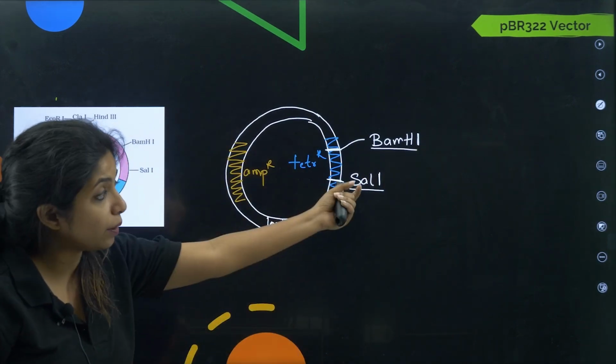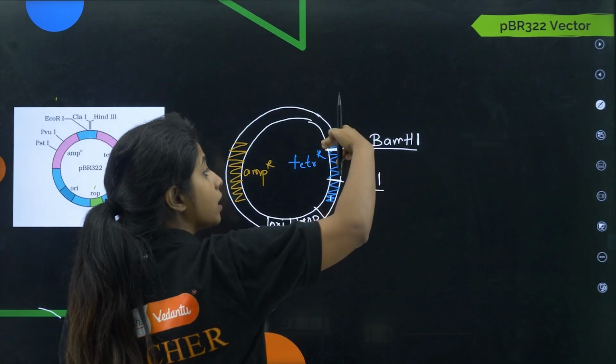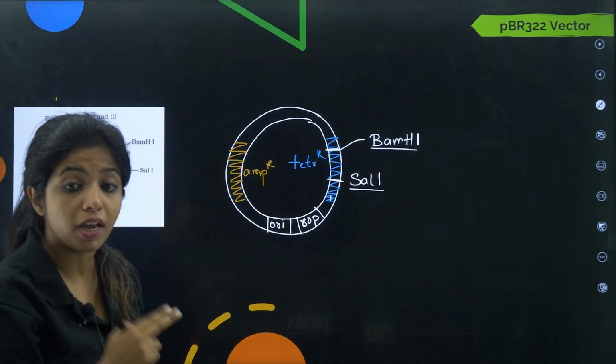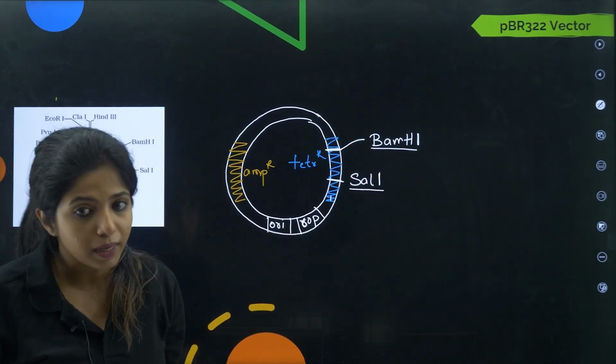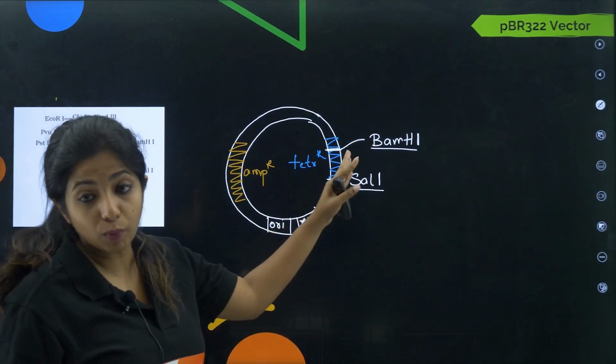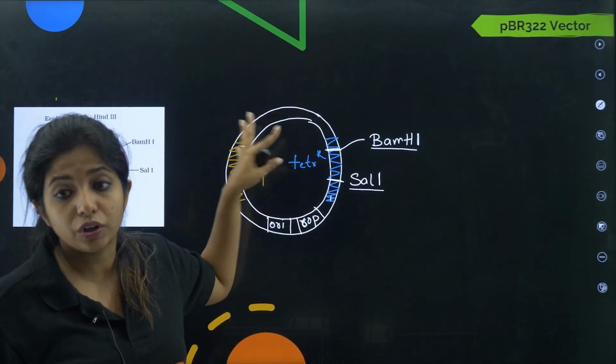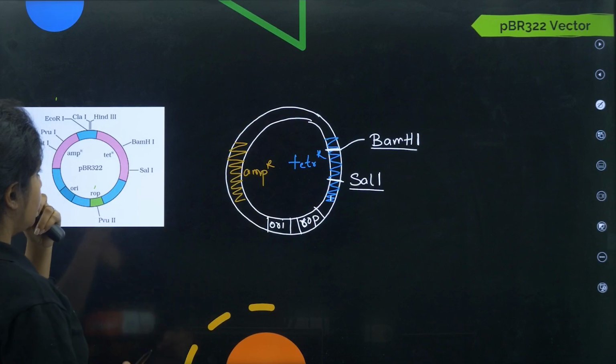For example, if I put this enzyme, it will go and make a cut over here in the tetracycline resistant gene. Now, will it be active? No, it would not be active. So, anything can happen. I'm just talking about the recognition sites, what all are there in this particular plasmid. Okay, going ahead, what do we have over here?